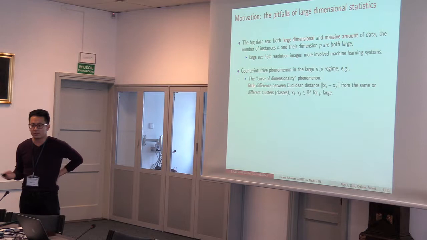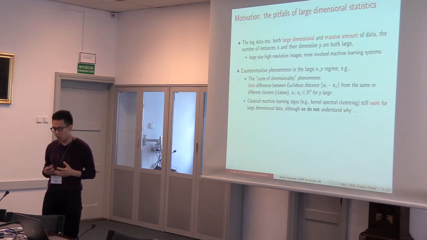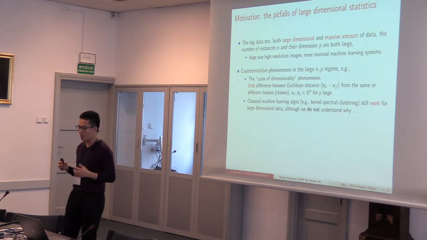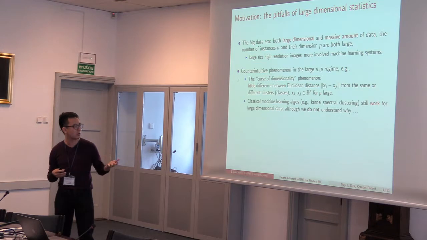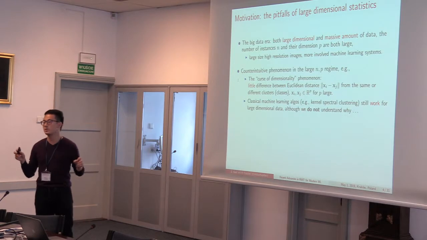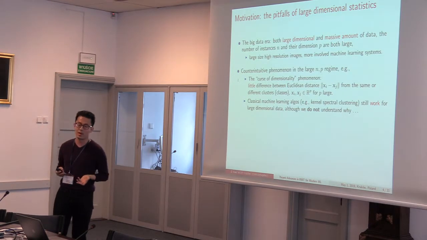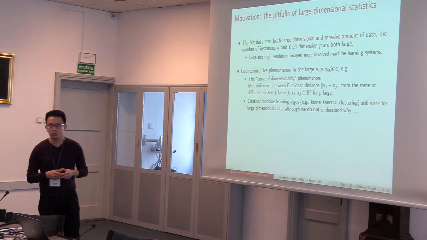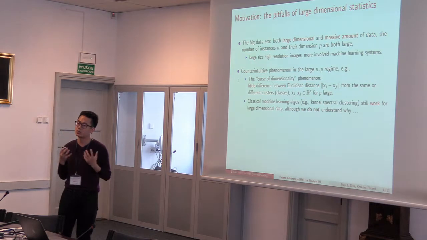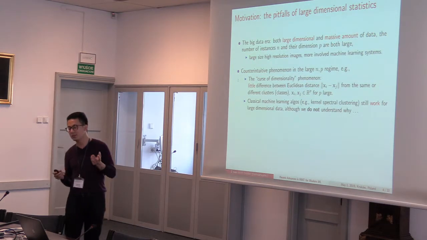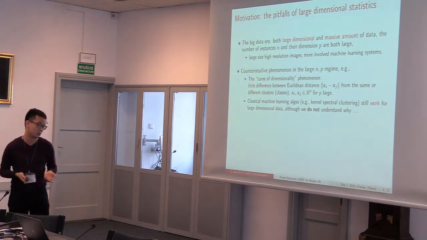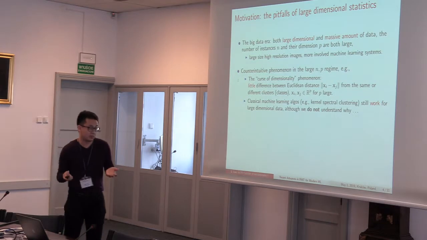This tells us that if we want to handle large dimensional data, it's very different from what we see in our daily life. For example, in the case of kernel spectral clustering, which is a machine learning method for classification, it should not be working because it is built on our three-dimensional intuitions. But in fact, this still works. The problem is that we do not really understand why they work for high-dimensional data, and we try to figure it out.